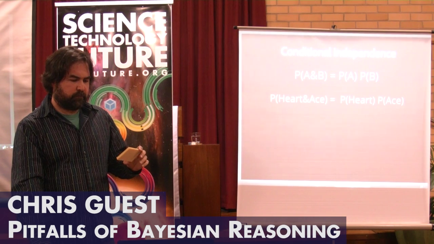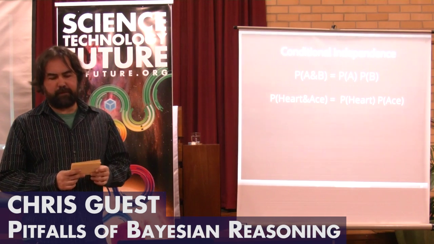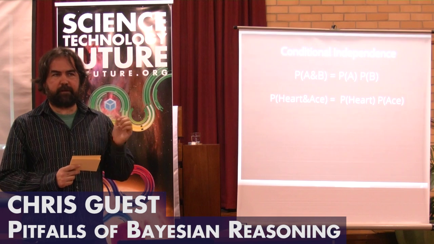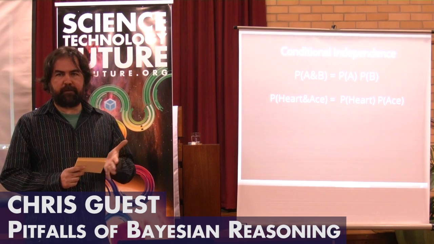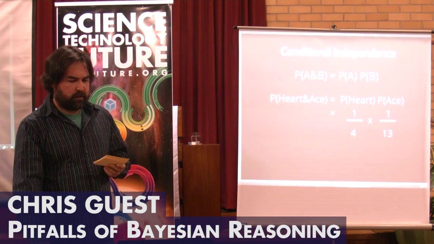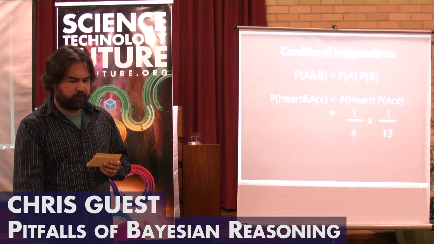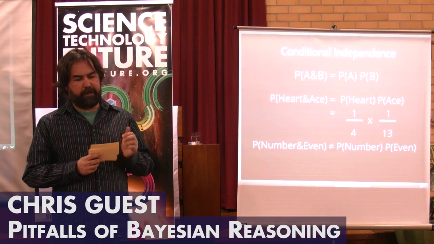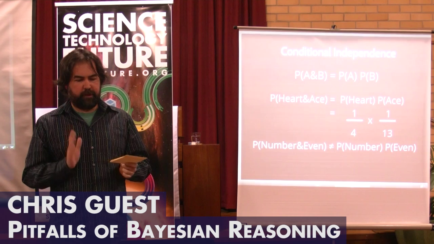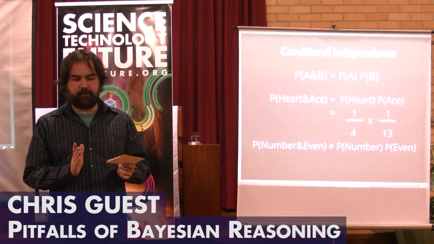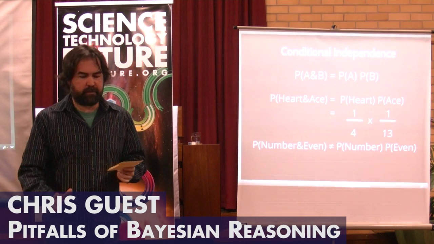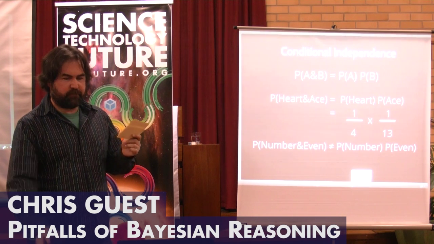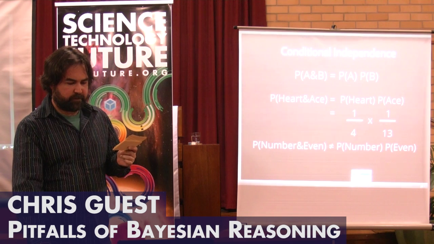So for example, if we were dealing with a deck of cards, the probability of a card being a heart and an ace is the probability of the card being a heart times the probability of the card being an ace. So it's 1 in 52. But if we're looking at the probability of a card being a number and the probability of being even, they're two things that are causally related, so we can't multiply those probabilities out. This point is fairly important when I get to the strange examples.